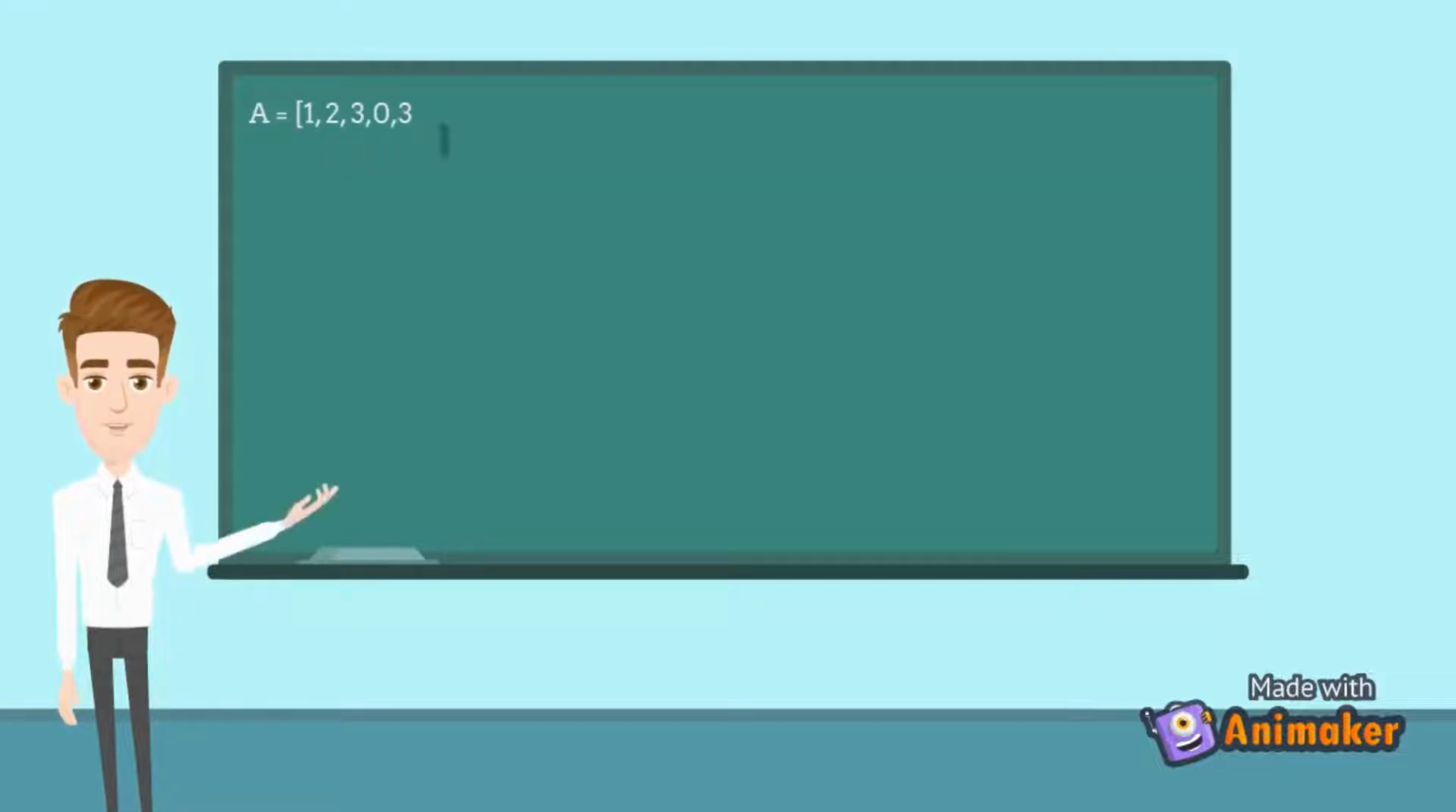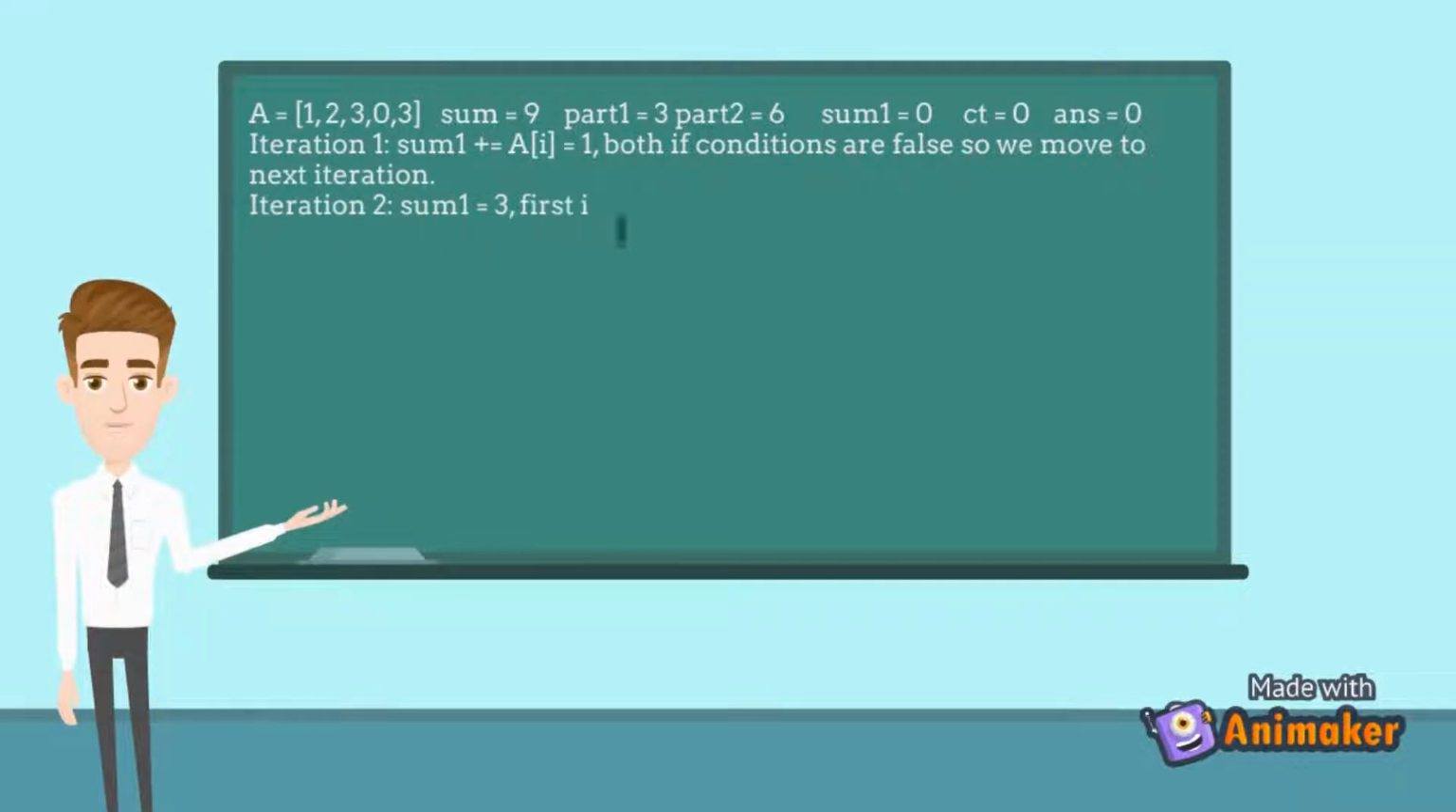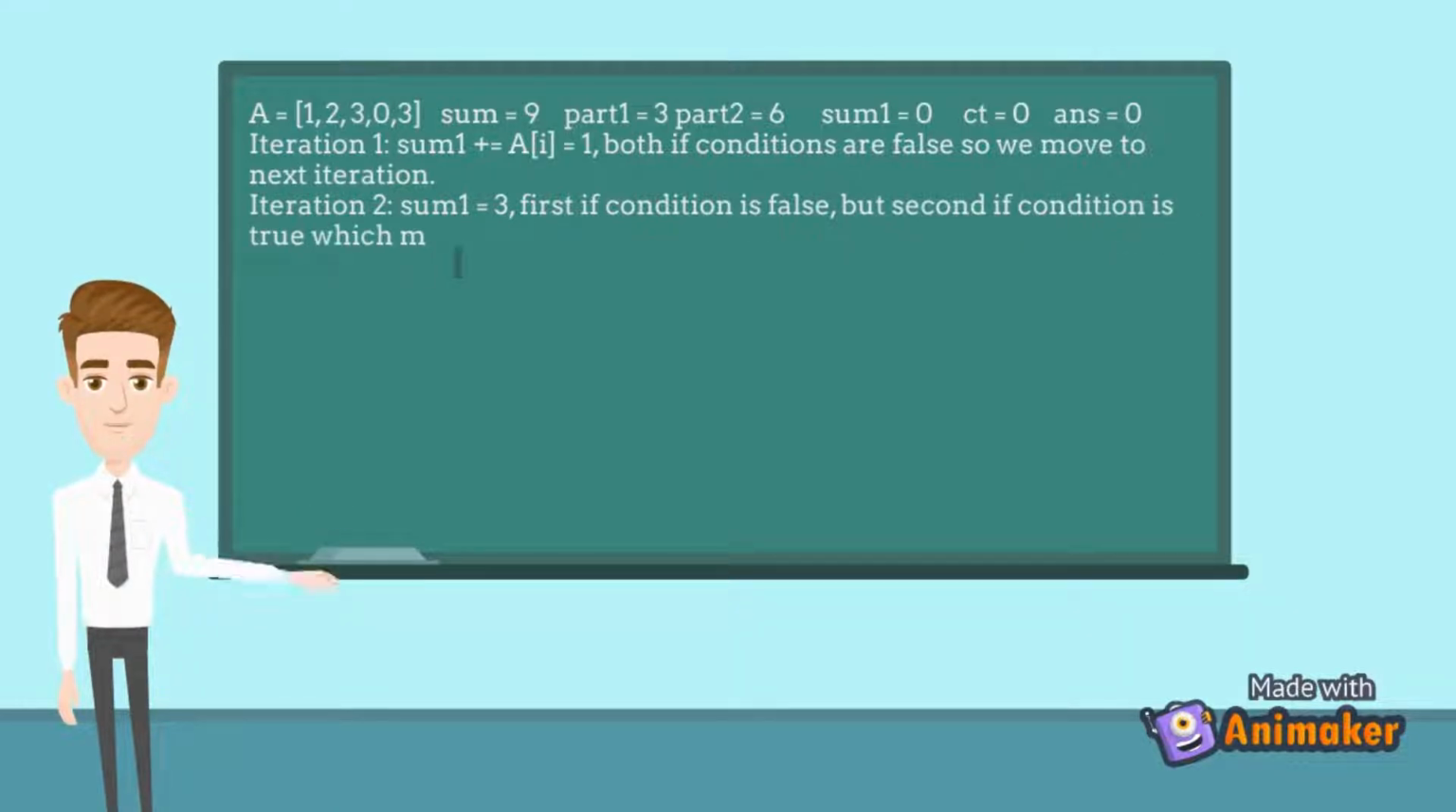For this test case, initially sum will be equal to 9 and then part 1 will be 3, part 2 will be 6, current sum will be 0, count will be 0, and answer will be 0. In iteration 1, current element will be added to current sum, which results in the value equal to 1. Since both the if conditions are false, we can't make any partition at this index.